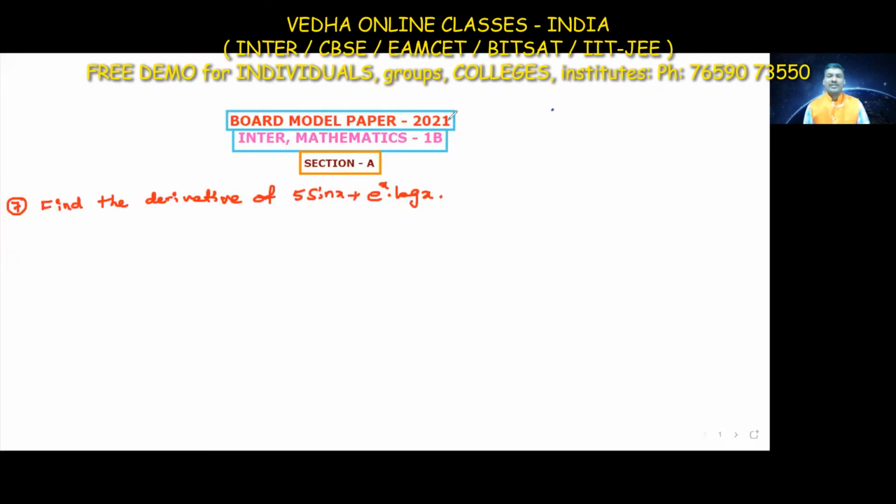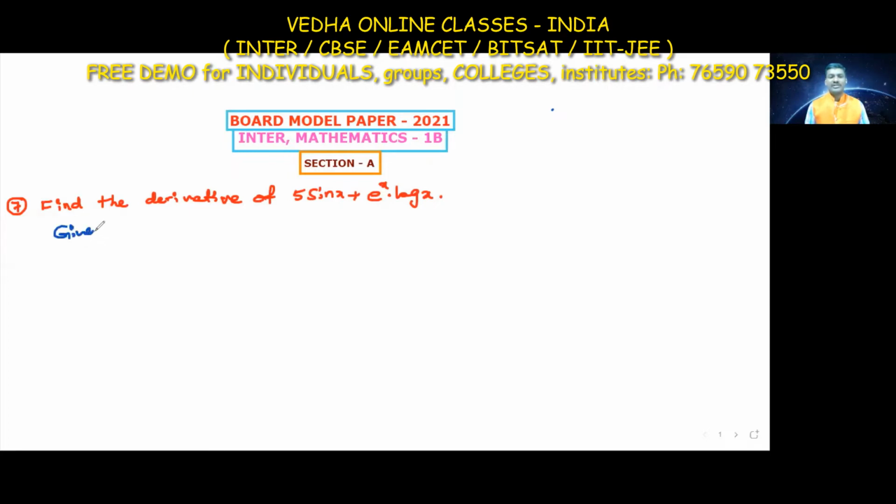So in the model paper, Maths 1B, section A we already discussed. For the first 6 questions, next continuation, 7th question: find the derivative of 5 sin x plus e power x into log x. So we are going to find the derivative of this. What is the given function?